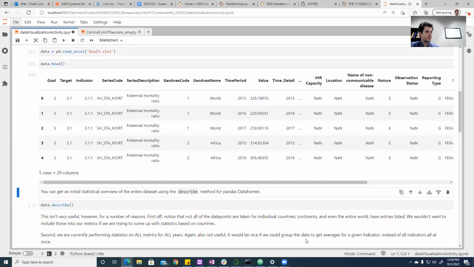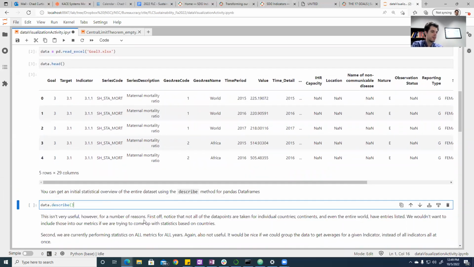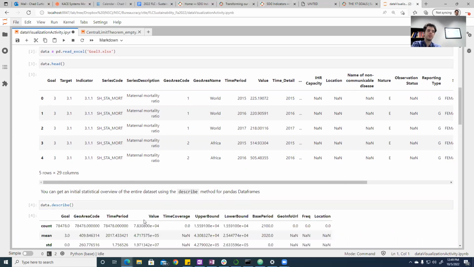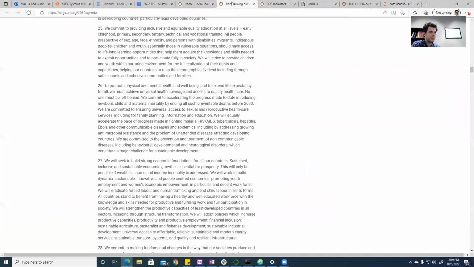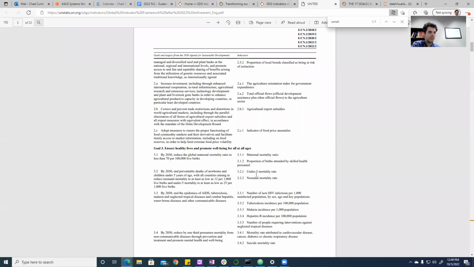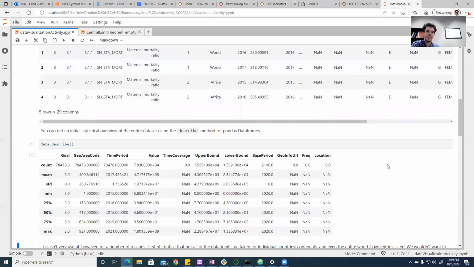One thing you may be tempted to do at the very beginning is run data.describe to get a summary of all those statistics. If you do that, you'll find a count of each column, the mean value, the standard deviation. But these actually don't make a lot of sense. Think about the things we're averaging. We're averaging maternal mortality ratios. We're averaging the under 5 mortality rate, the neonatal mortality rate all together. So it doesn't make sense. That's a useless way to analyze the data. The describe method is not particularly useful unless we can group the data first.